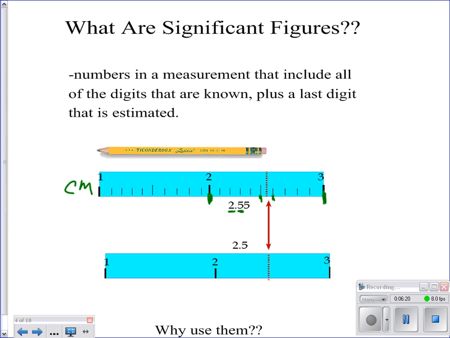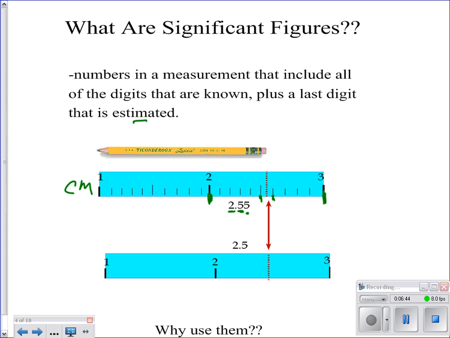But then this last little one, I don't see any other little lines in there. There's no other little incrementation there. So what I have to do is guess or make an estimate as to what it would be. And I notice it looks like it's about halfway in between. So based on that, I'm going to call it a 5 right there. So that last digit was my estimated one.